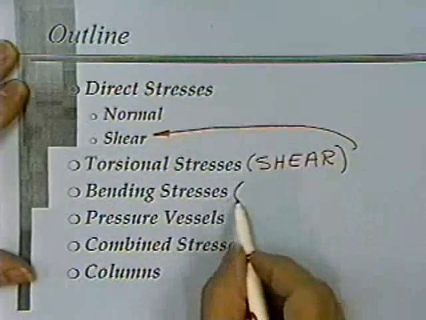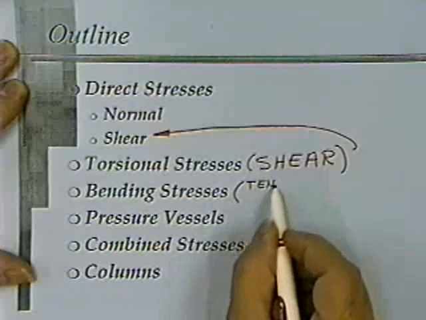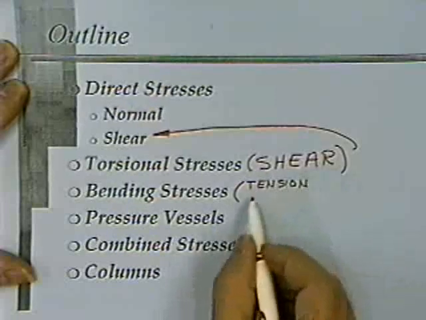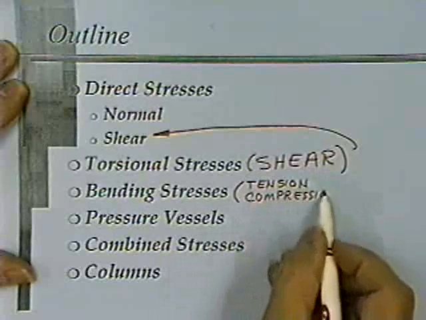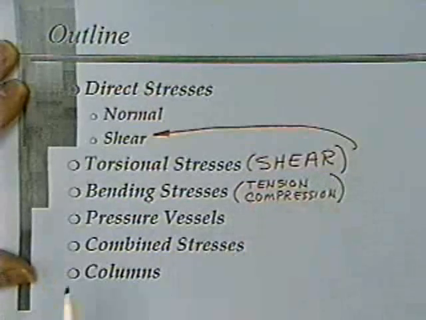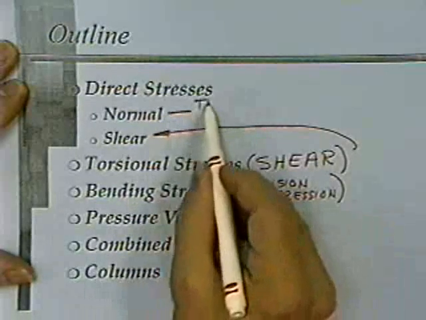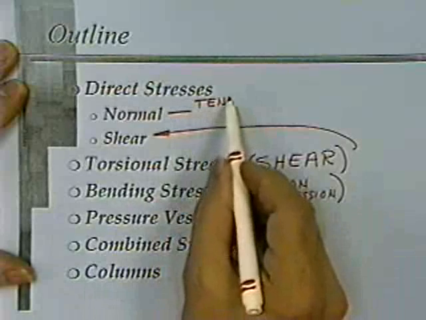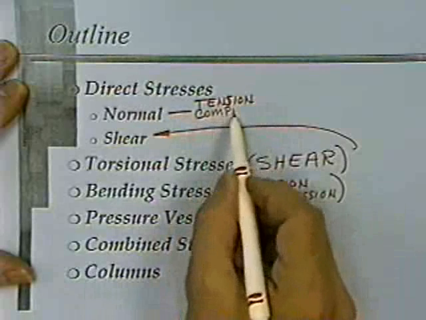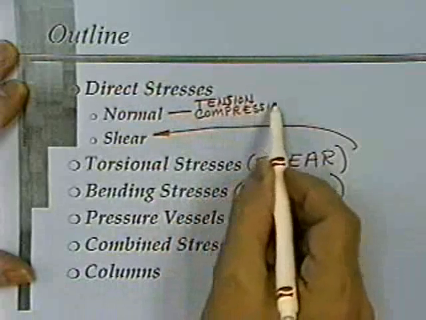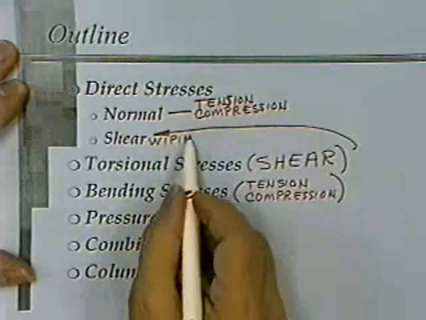Then your bending stresses. The bending stresses are actually tension and compression. So we've really still only got two brands here. We've got normal stresses. The normal stresses include tension. Got to spell it better than that. Tension and compression. And then the shear stresses are wiping stress.